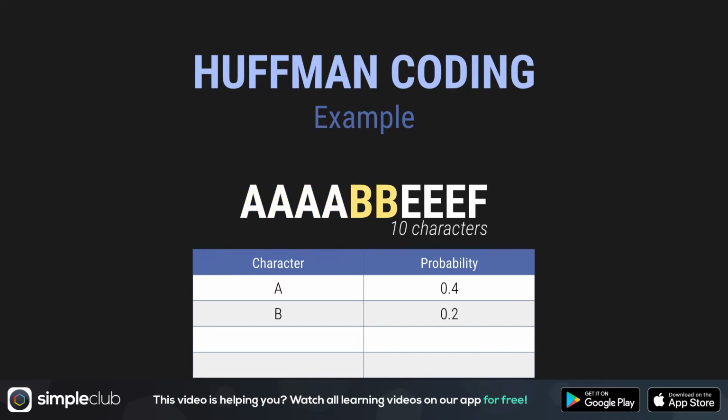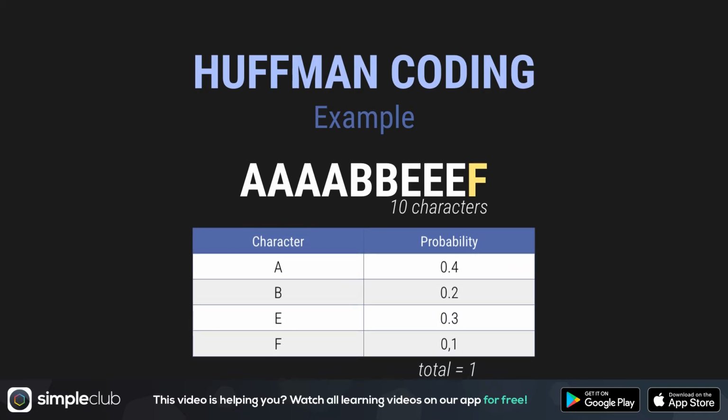E shows up 3 times, giving it a probability of 0.3. And since all we have is one F, we write in a probability of 0.1 for it. And now if we add up all these probabilities, we should get 1. Alright, that's it for the first step.